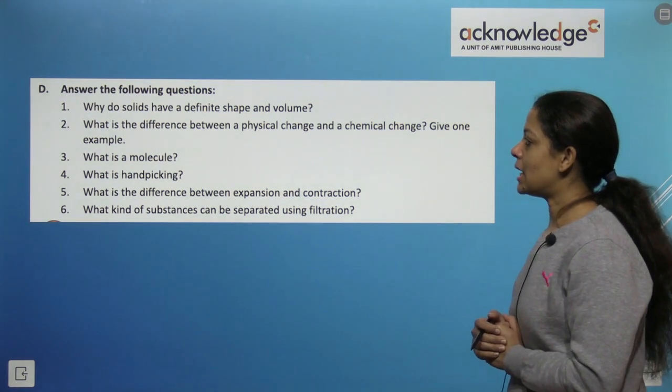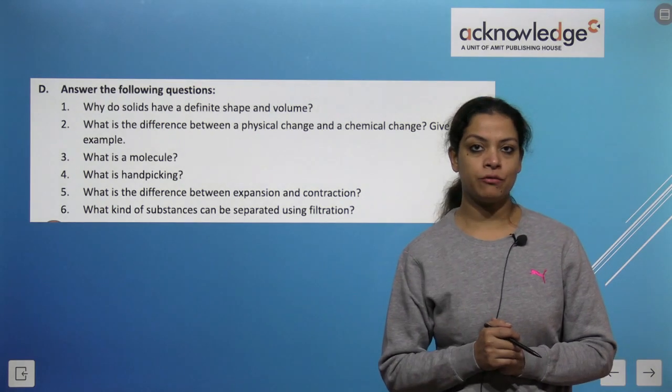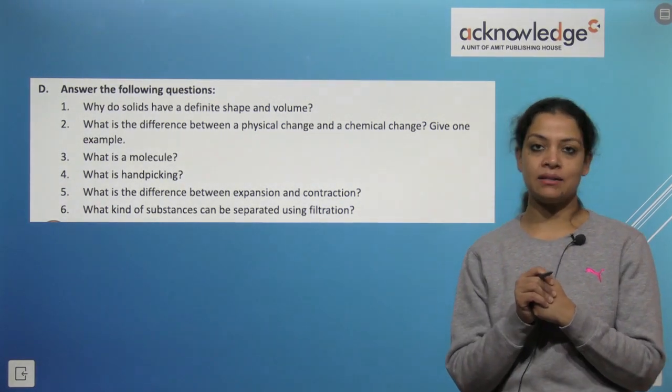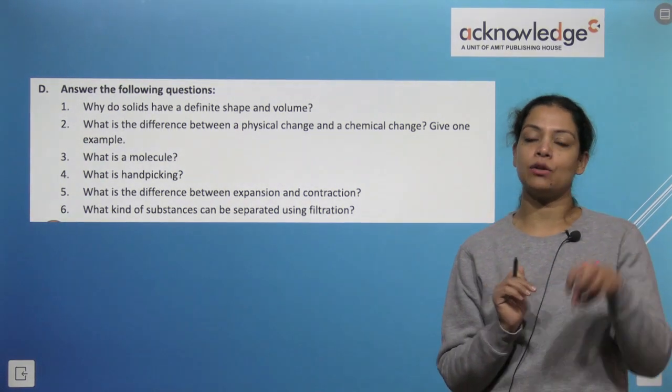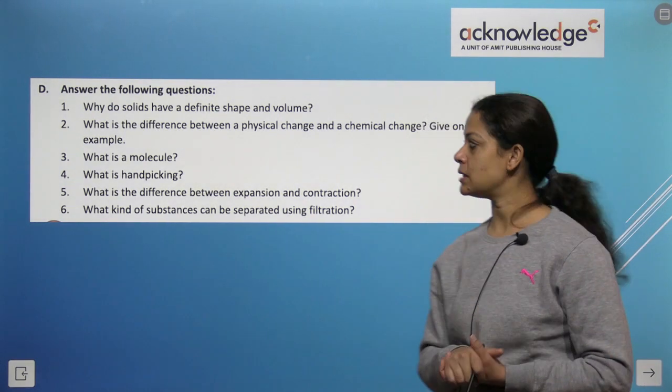Now let's quickly try to answer some questions. Why do solids have a definite shape and volume? Solids have a definite shape and volume because the molecules in them are tightly packed. They are so closely packed that the molecules cannot even move. So this is why they take a definite shape and size.